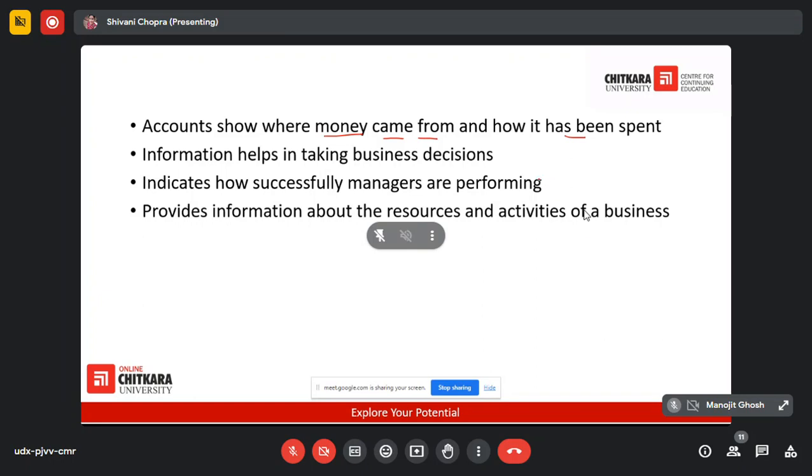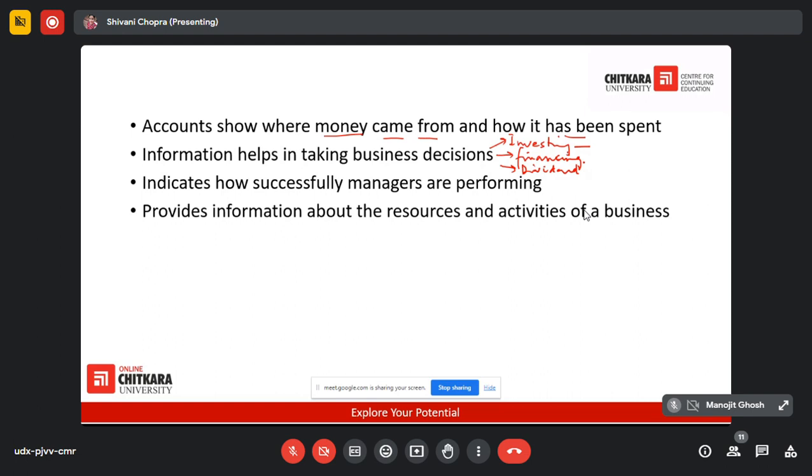In taking business decisions, business decisions are generally categorized into three categories. Please make a note: we have investing decisions, we have financing, and then we have dividend decisions. Where do you need to invest? That will come from investing decisions. What are the different sources from where you would raise finance or funds in order to run your business?